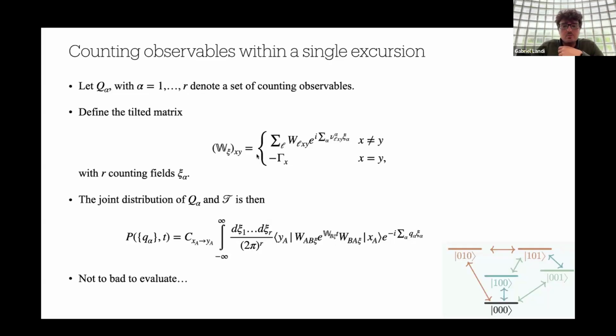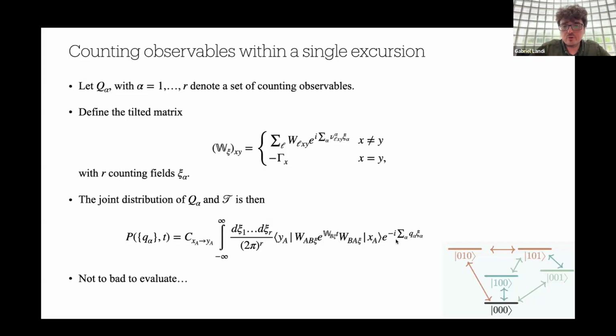And now the first result that we showed is that the probability, so this is the joint probability distribution for all counting observables and for the excursion time as well, can be written as just a Fourier transform of something that makes a lot of sense. So the basic idea is, again, you start in XA, and then you're taken to region B by this matrix here, and the counting fields are picking up anything that you want to count, right? So that's the idea of this tilted matrix, is that as the system evolves, the counting fields will pick up the statistics that you would like. So first you go from A to B, then you evolve in B for some time, and then you fall back from B to A.